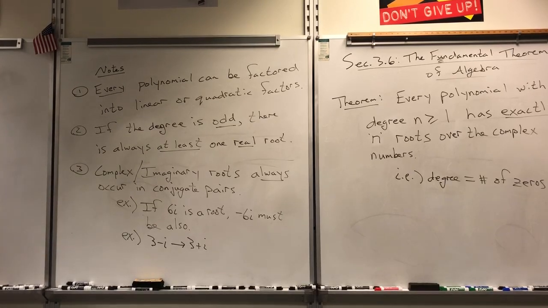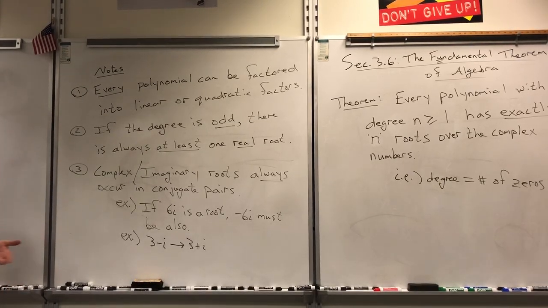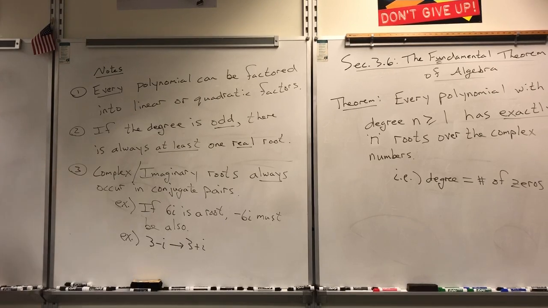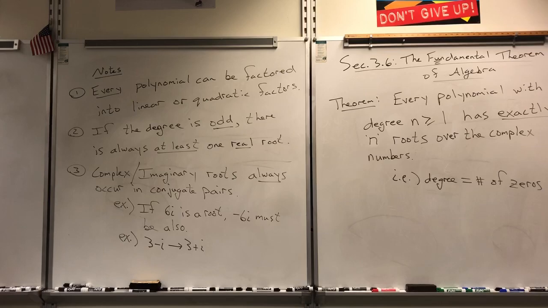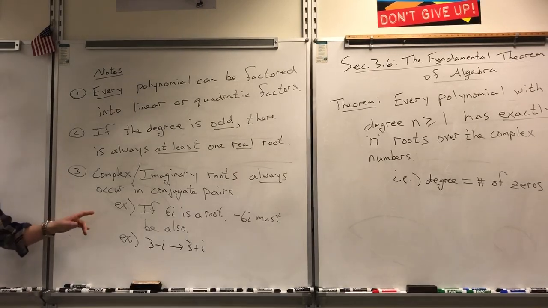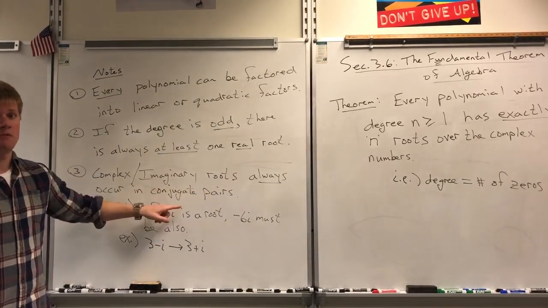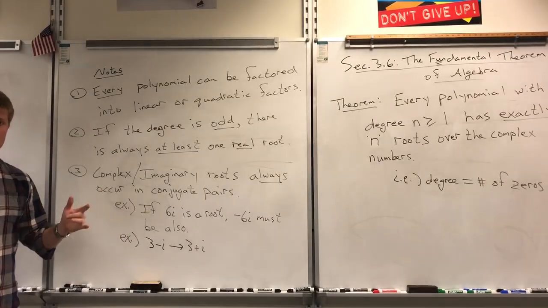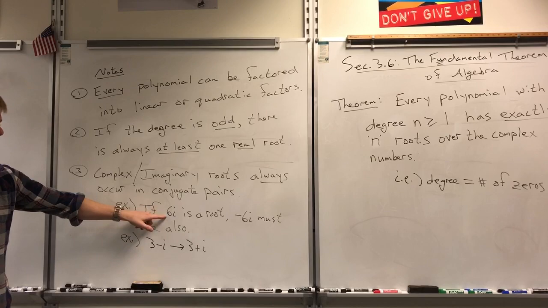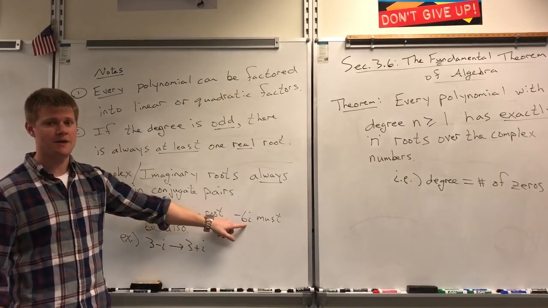And finally, just another note that'll be used in some problem solving, so I definitely make a note of this here. It's a real quick shortcut, kind of quick theorem. Complex and imaginary solutions that I find, so anything that involves the square roots of negative numbers, they must always occur in pairs, conjugate pairs. And conjugates, if you need a refresher there, they're the opposite signs of the term. So if 6i is a solution, it means that negative 6i must also be.